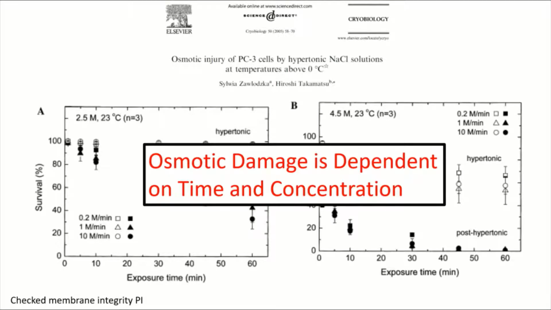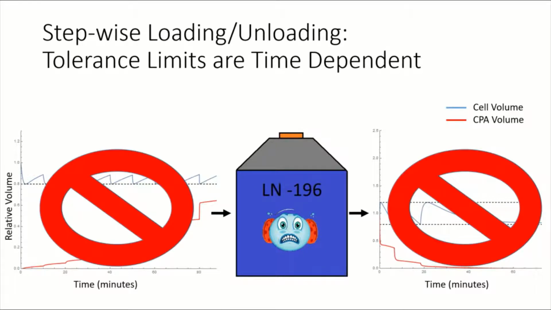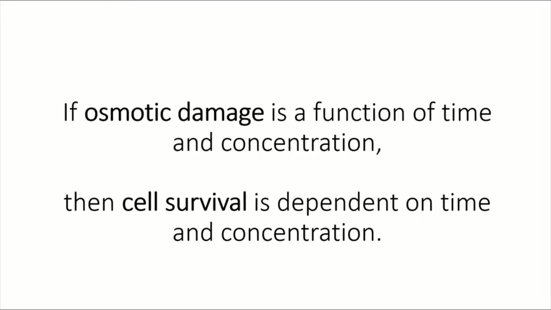This means that osmotic damage is not just dependent on maximal volume achieved, but also the amount of exposure time. So this means that protocols which use constant tolerance limits are not necessarily optimized, since those tolerance limits change throughout time. This idea allows us to make an assertion that if osmotic damage is a function of time and concentration, then survival is dependent on time and concentration.